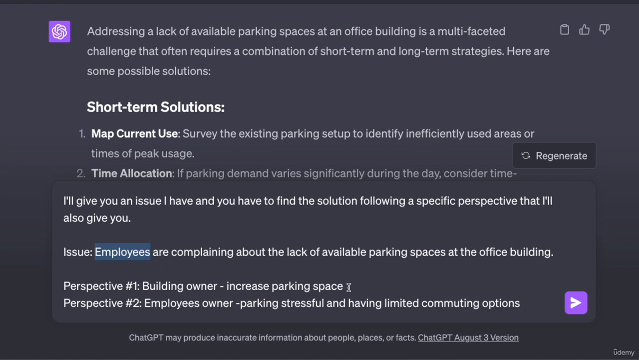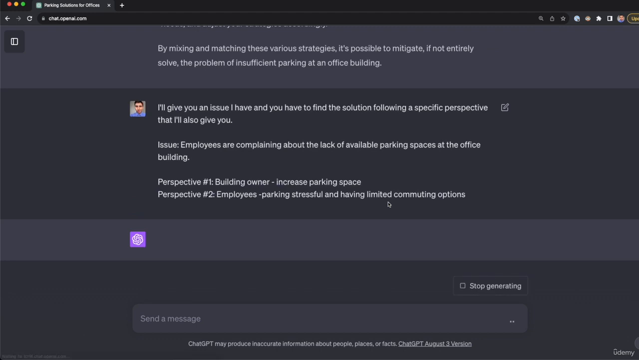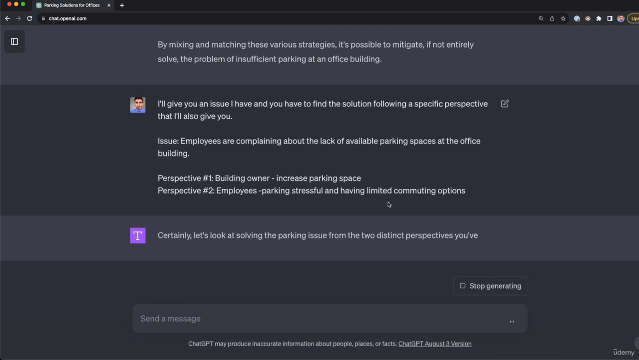And then I'm providing first one perspective, which is a building owner perspective, and this perspective is about increasing parking spaces. And then the second perspective, which is the employees perspective. And well, this is more related to the problems of the employees, which is finding parking stressful and having limited commuting options. Now, by providing these two perspectives, we're going to get solutions tailored to each perspective. So I'm going to press enter and we're going to see what ChatGPT answers.